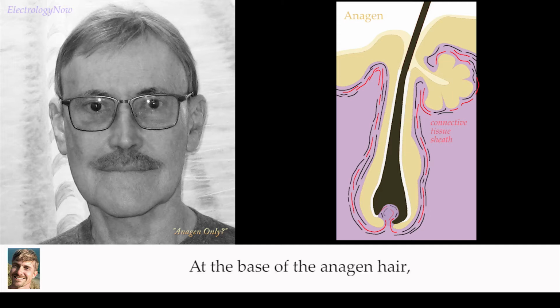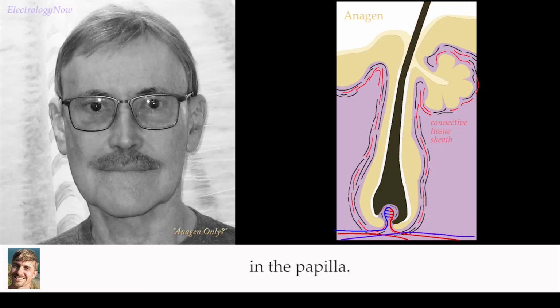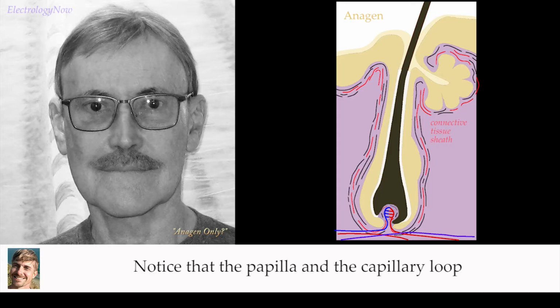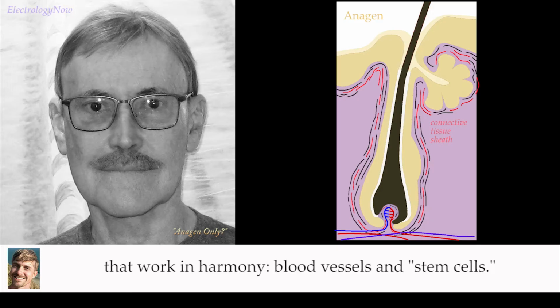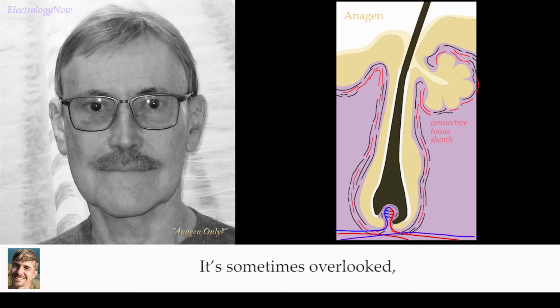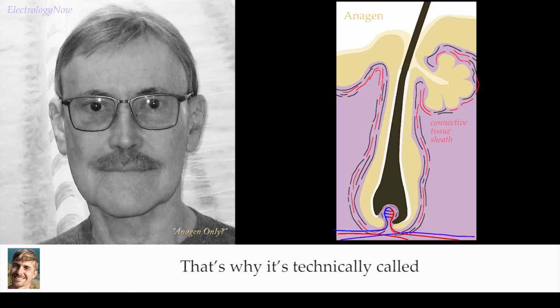At the base of the anagen hair, there's an opening in the papilla, where the capillary loop is implanted in the papilla. Notice that the papilla and the capillary loop are two distinct structures that work in harmony, blood vessels and stem cells. It's sometimes overlooked, but the papilla is not unique in the follicle only. That's why it's technically called the dermal papilla.